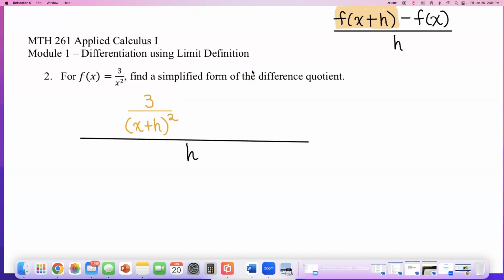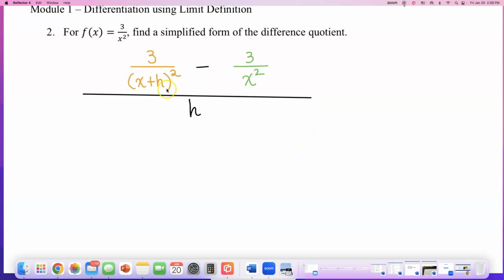Next, we'll copy down the minus sign and we need to write what? F of x, right? Well, f of x is just 3 over x squared. So if we can simplify this fraction over fraction, then that will be the simplified form of the difference quotient. So we have some rational expressions to work with here, okay? The orange fraction and the green fraction, they do not have the common denominator.